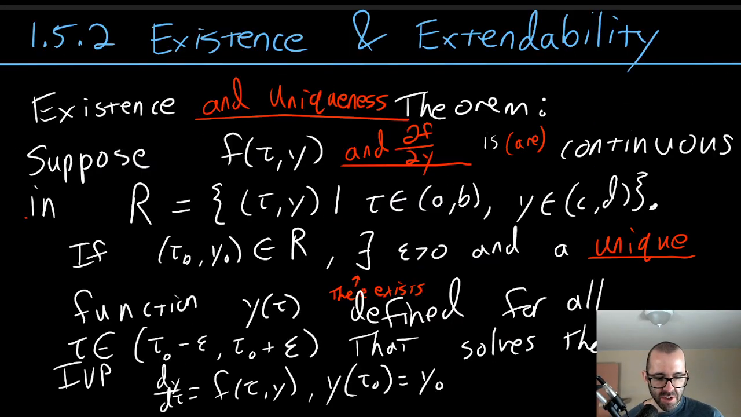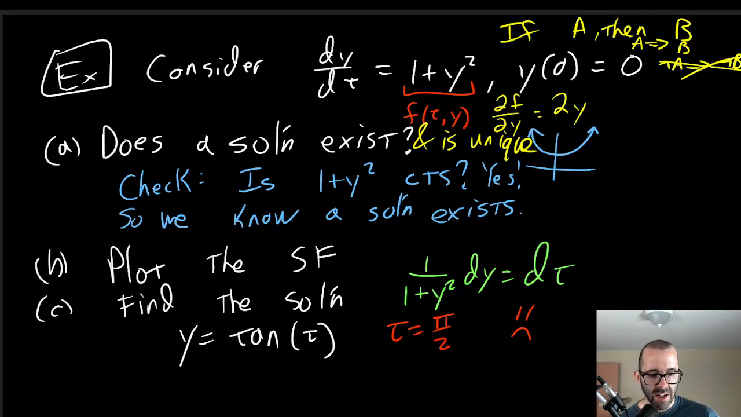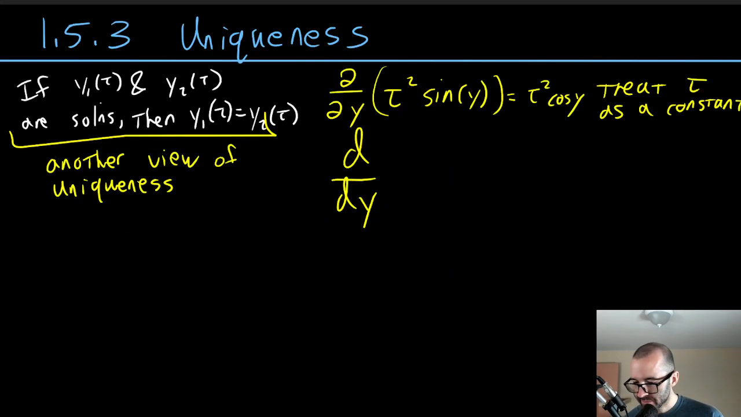And then again, as you can see out here, existence was easier to get than uniqueness, which means uniqueness is going to be easier to break. Existence just required that the right-hand side, the dy dt, is continuous. Uniqueness will require that its partial derivative is also continuous. So it's an extra layer of requirement here.